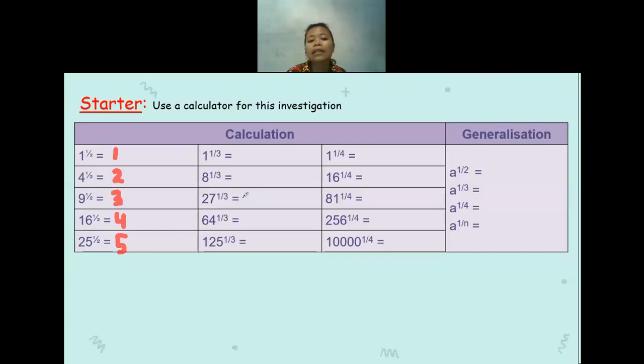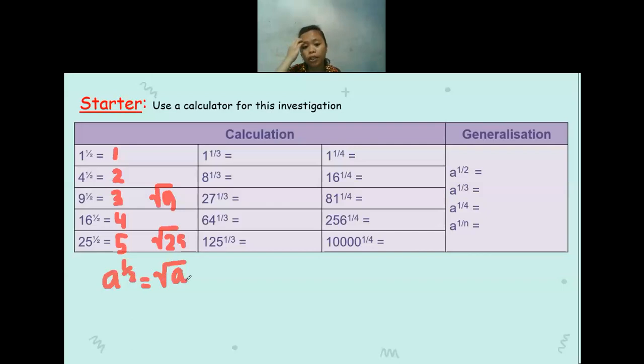Now we can check the connection from 9 into 3. The only thing that we can do to change 9 into 3 is to square root the 9. Now what about the 25? Same thing. We have to square root the 25 to make it into 5. That's why from here we know that whenever we have a number to the power of a half, it will be the same thing as when we square root the number.